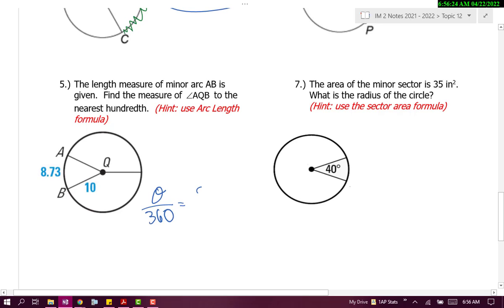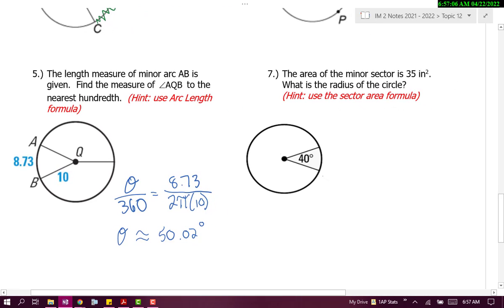So theta over 360 equals our arc length, which is 8.73, over our circumference, which is 2 pi times the radius, so 10. We cross multiply. This time we're going to end up dividing by 2 pi times 10, or 20 pi. So when we cross multiply, all said and done, and we put it as a decimal, theta is approximately 50.02 degrees. Again, I think it's easier to use the proportion, but you don't have to.